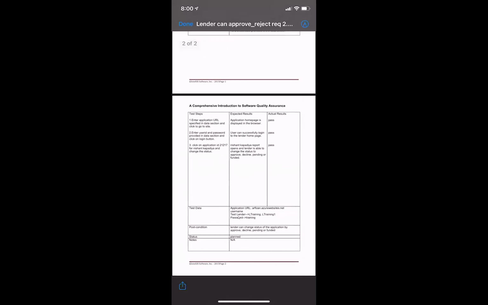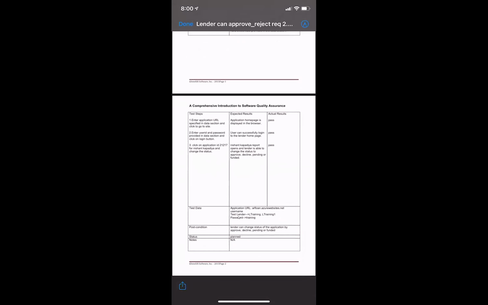So your title should say what you are testing. You need to change it to: Lender can only approve credit applications by changing status. And then for the second scenario, you can put: Lender can reject credit application by changing status. Right. Yep.